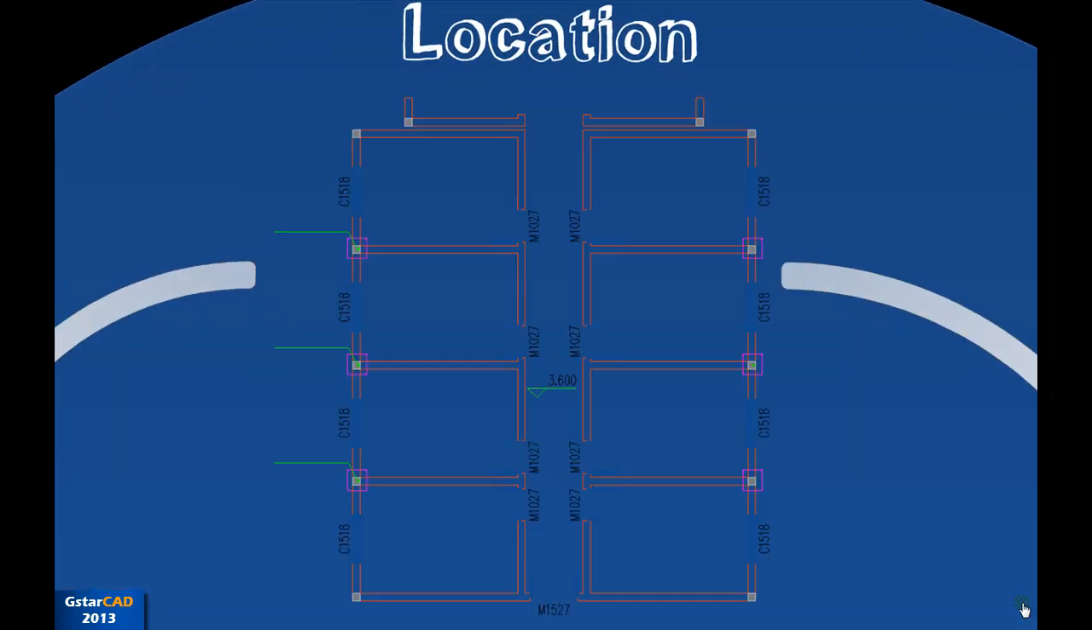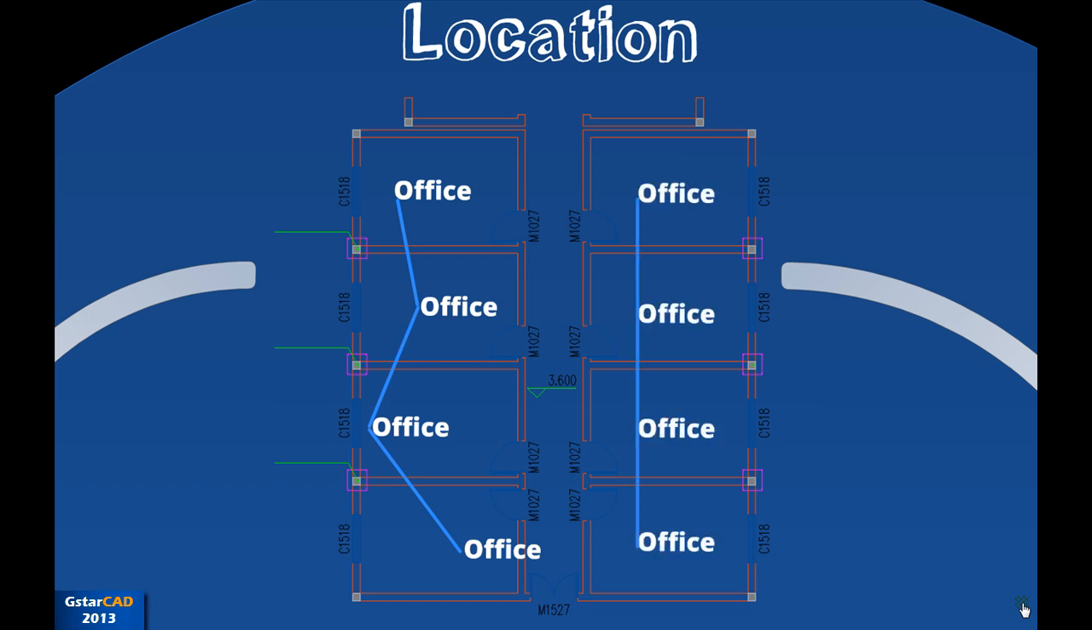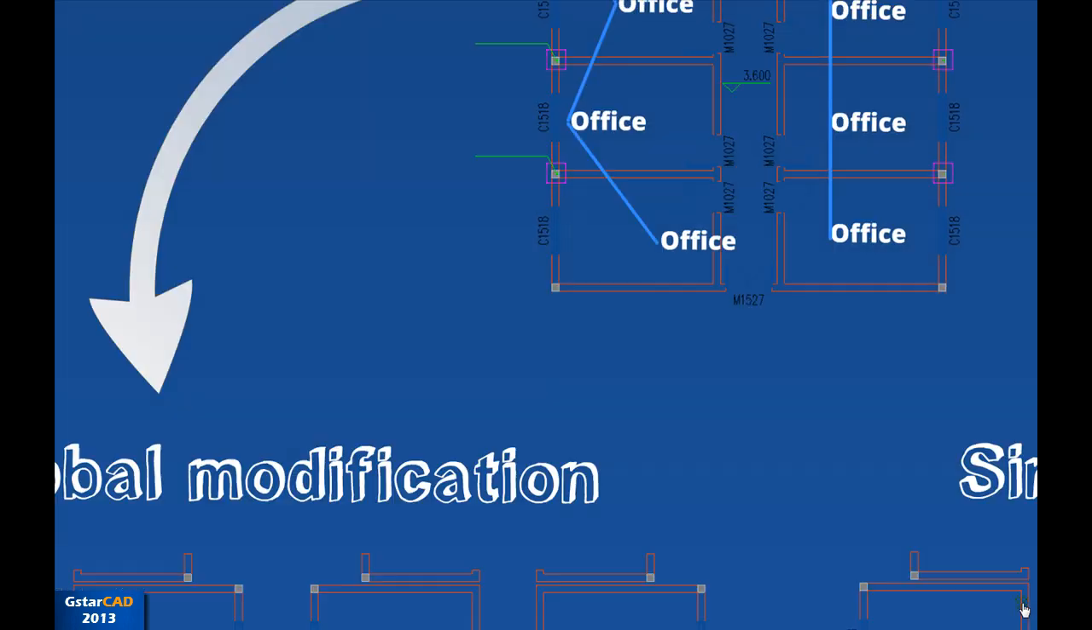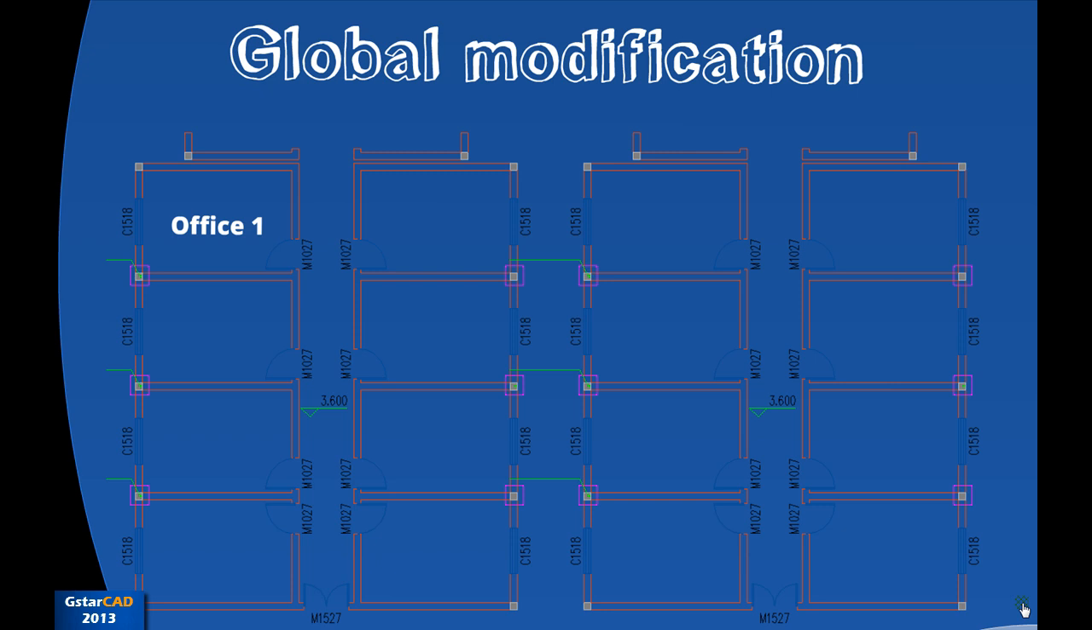Location option. In this drawing, you have several texts or mtexts not aligned. You can easily locate them according to your need. So by applying the location option, you can align these texts or mtexts simultaneously. Let's see the global modification option.